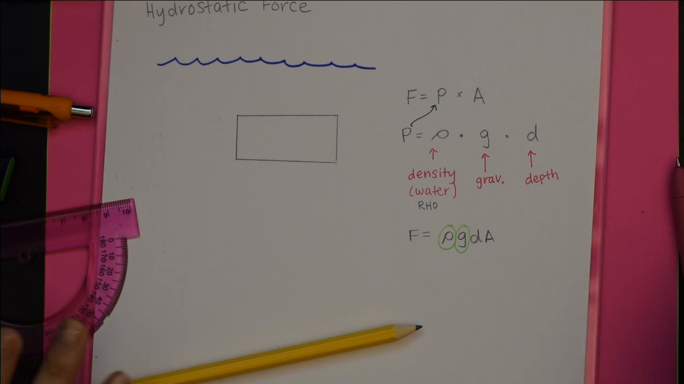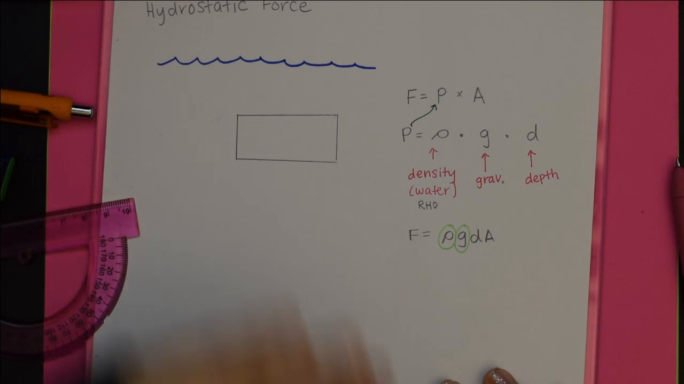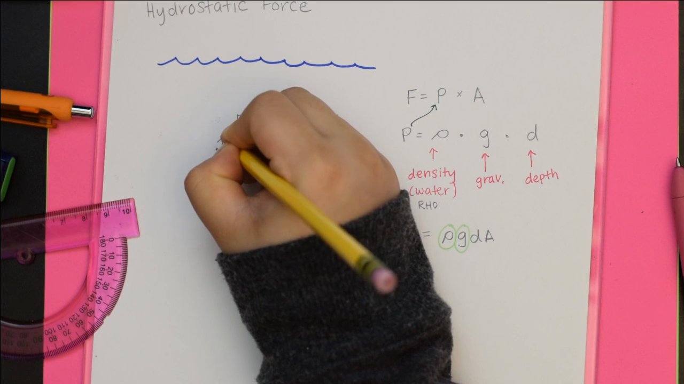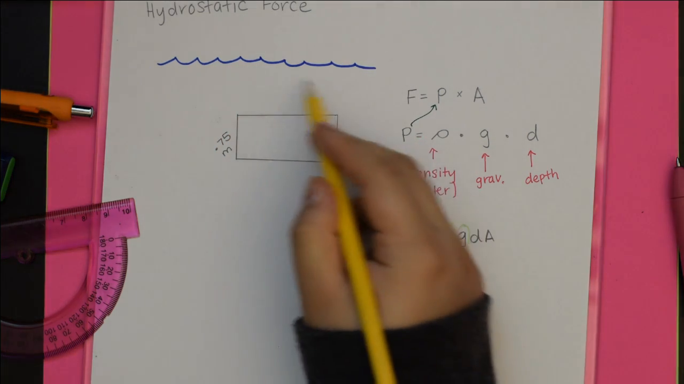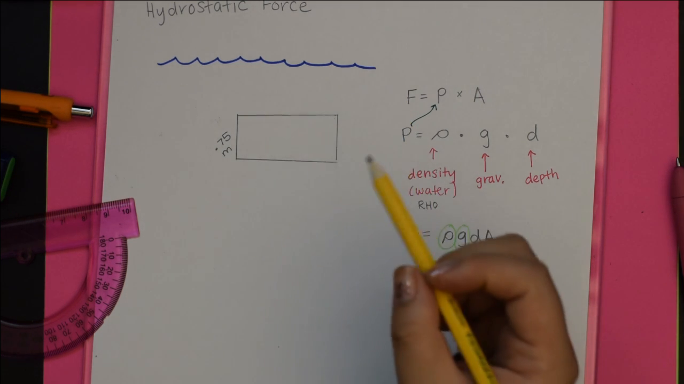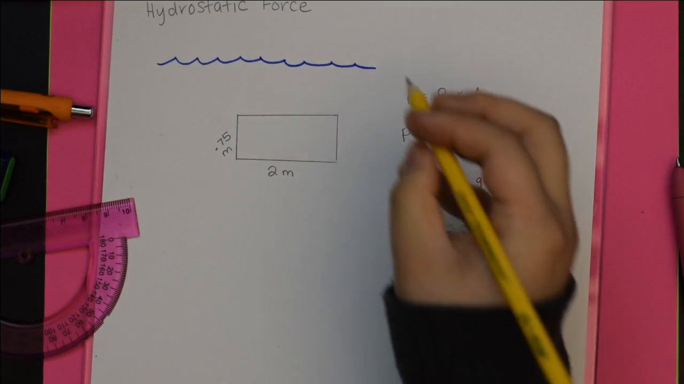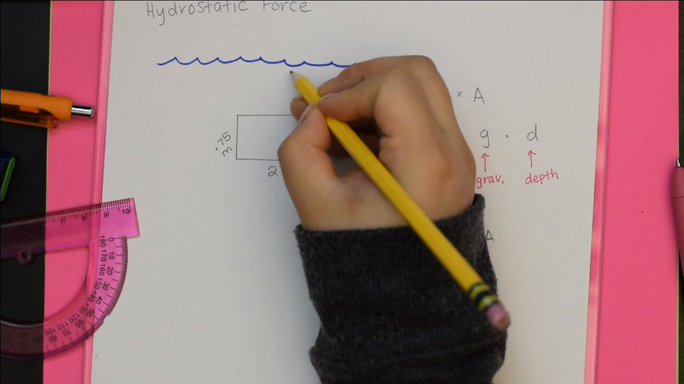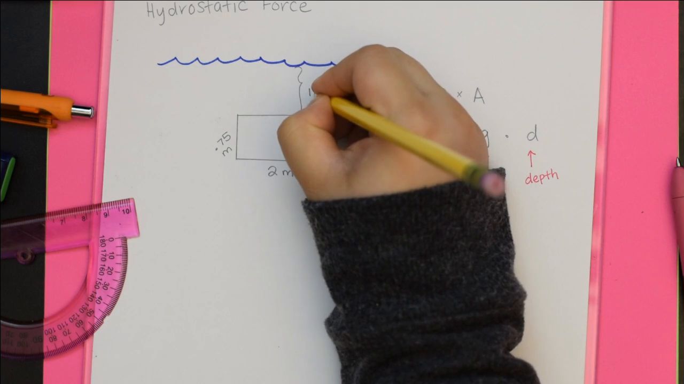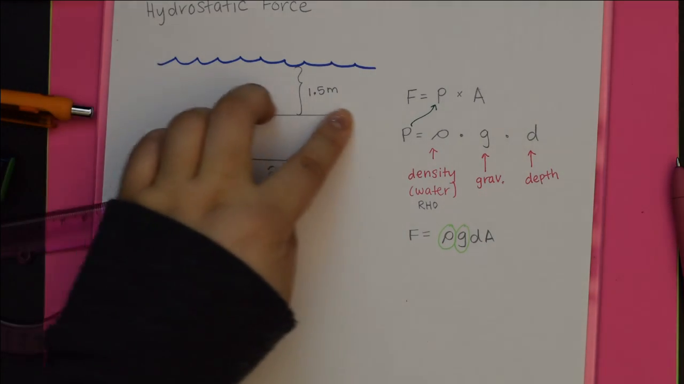So, like I said, if our plate were horizontal, let's put some measurements here. So let's say this is 0.75 meters. This is, let's just say, 2 meters. And let's say it is 1.5 meters to the top.